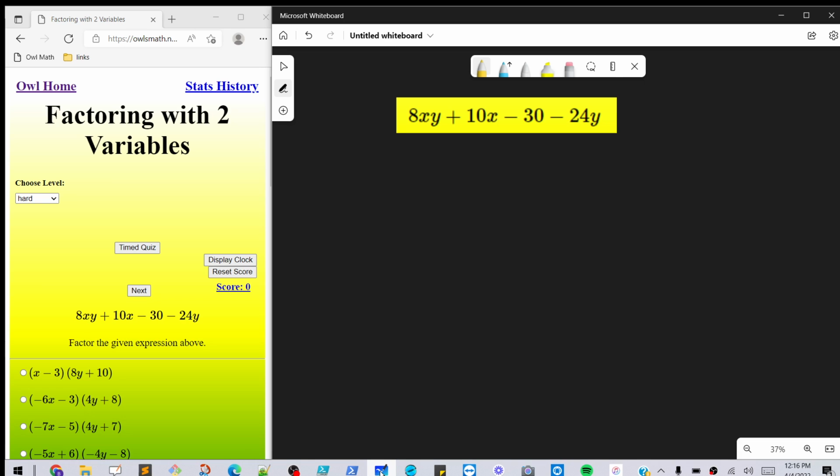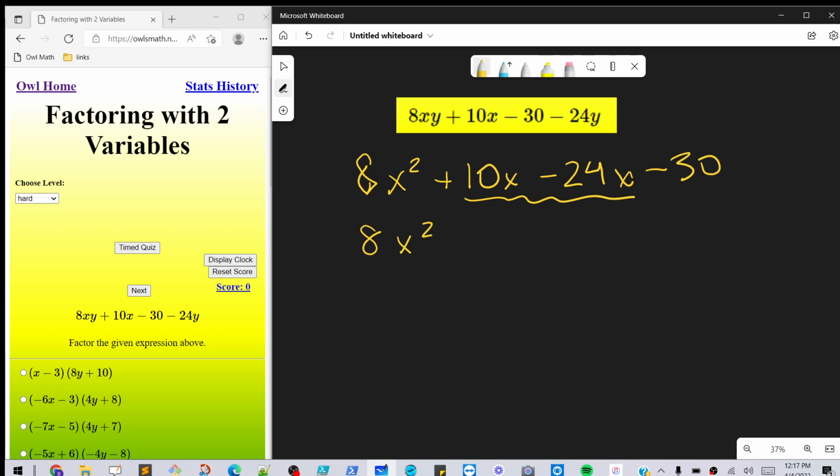And so we'll rewrite this expression as 8x squared plus 10x minus 24x minus 30. And then as you can see, we can just combine these terms because we got a common variable. So we'll write this as 8x squared minus 14x minus 30. Okay, so now we have our quadratic. Then all I want to do is just factor this quadratic.